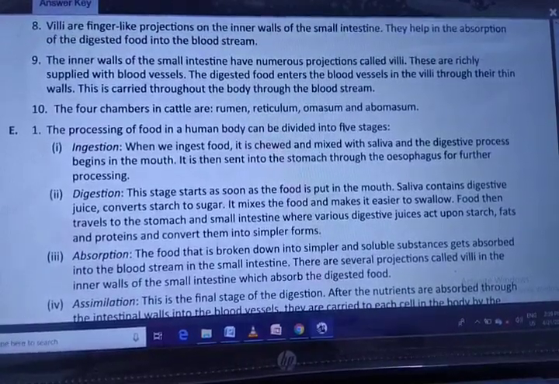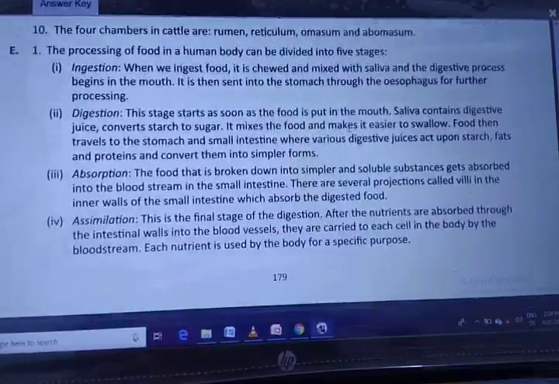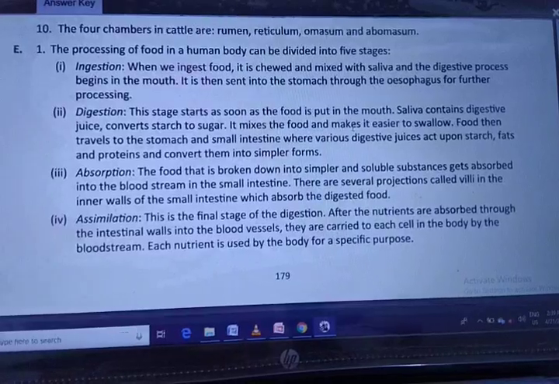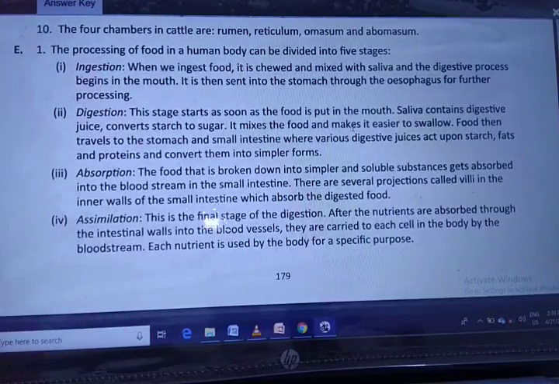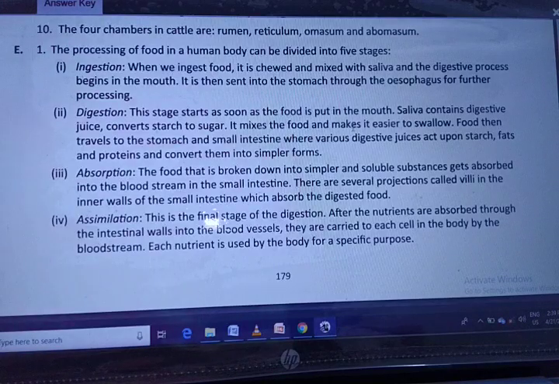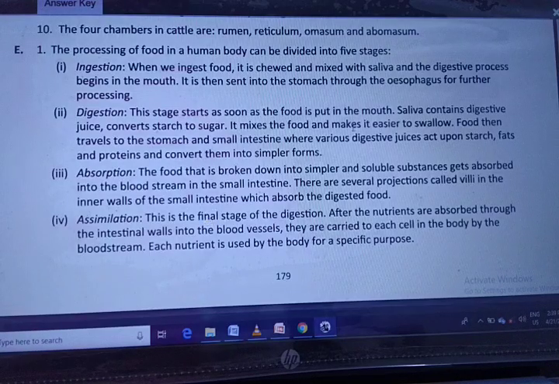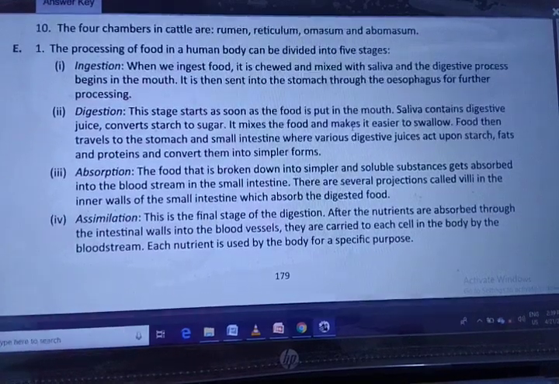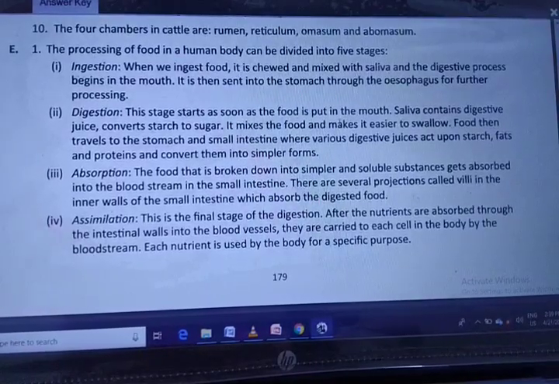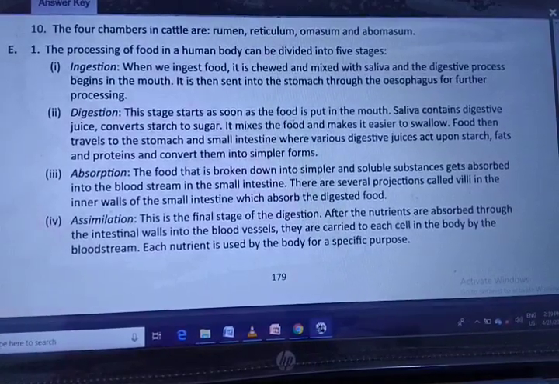Now there are some long question answers. First long answer is very long. So you have to write, list and briefly describe the 5 steps of digestion: ingestion, digestion, absorption, assimilation and egestion. Those 5 steps I have already explained to you in the chapter. The same thing is written here. You can write these answers in your notebook. You can take a screenshot and write all the 5 steps of digestion in your notebook.